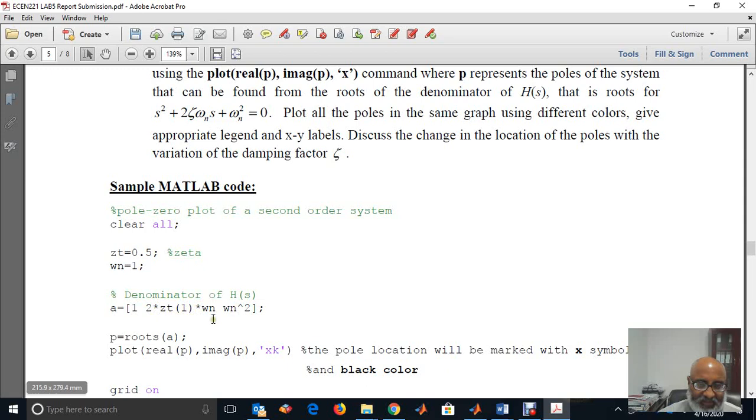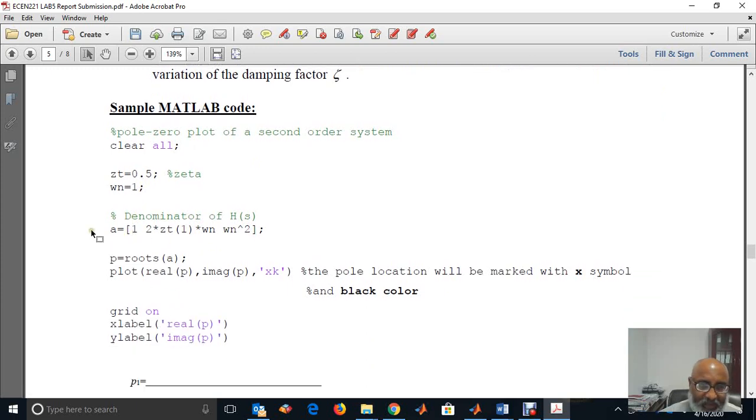So 2 times zt times omega n is the coefficient of S. And what is the coefficient of S to the power of 0? It is omega n squared. So you list them in descending order, from the highest to the lowest power. The highest is the coefficient of S squared, 1. Next, the coefficient of S, 2 zeta omega n. And the coefficient of S to the power of 0 is omega n squared. So I make a vector, and I call this vector A.